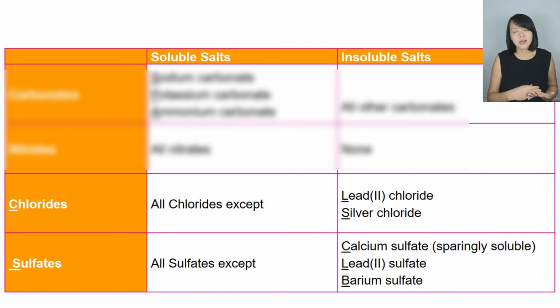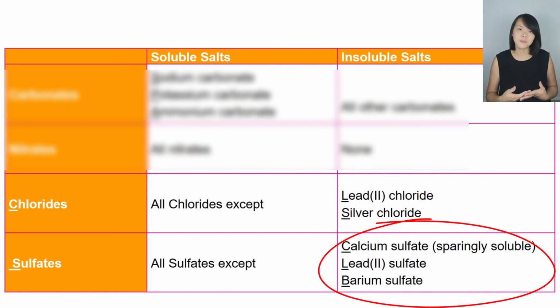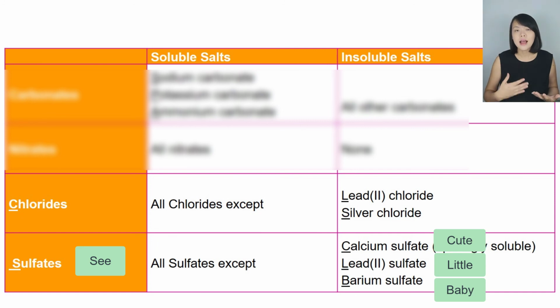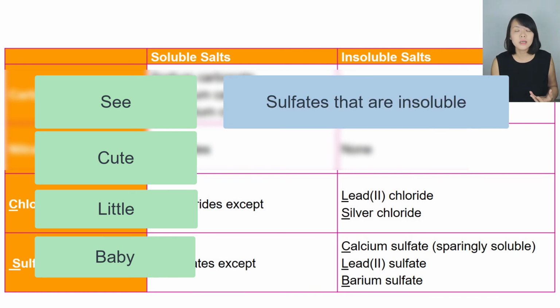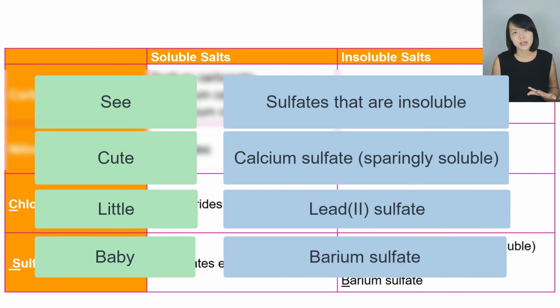What about sulfates? All sulfate salts are soluble except the following three: calcium sulfate, lead-2 sulfate, and barium sulfate. An easy way to remember is "cute little baby", S, C, Lb. S will be sulfate. Sulfate salts that are insoluble are calcium sulfate, lead-2 sulfate, and barium sulfate.